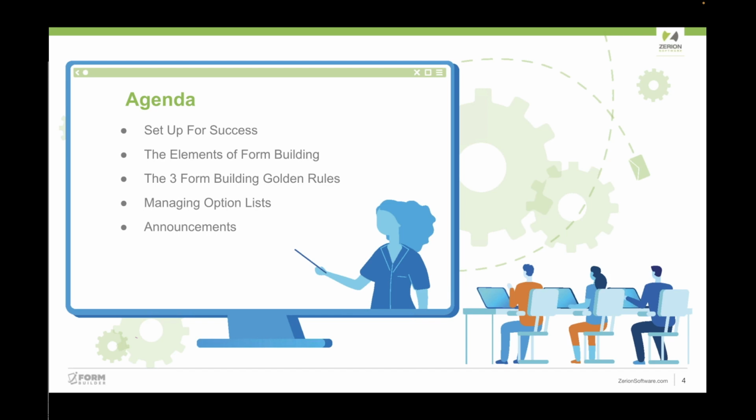So as far as our agenda today, we're going to start by going through how to set up for success. So what that means for your projects and what it means for building out your forms. We'll then go through some of the different elements of form building. And after that, we'll go through the Form Builder golden rules, then through the managing option list, and lastly, announcements.